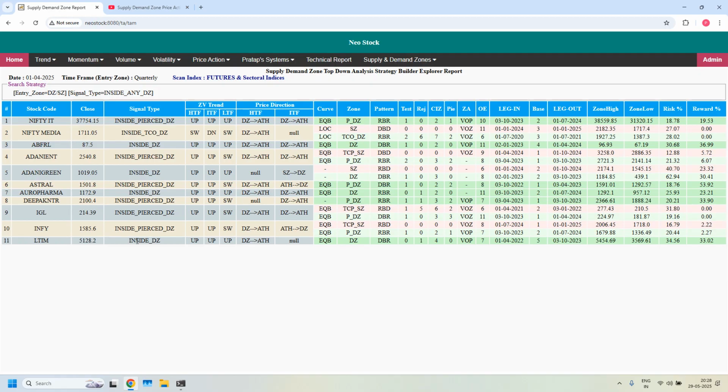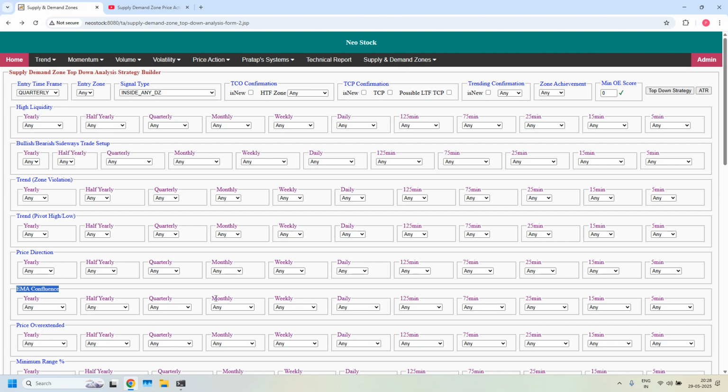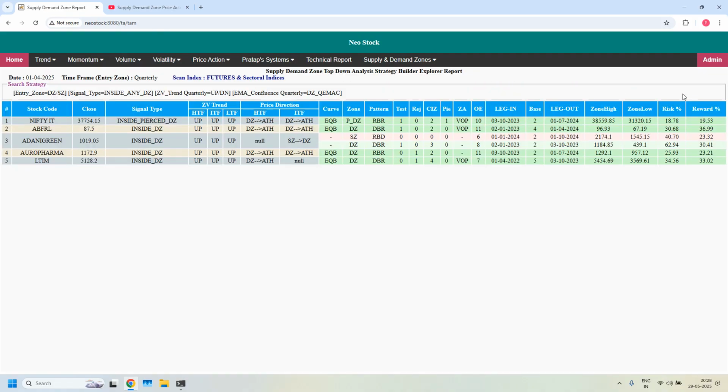And we can also further filter based on quarterly demand zone with quarterly EMA confluence. And the trend on the quarterly should not be sideways, it can be up or down. With these filters, we got 5 stocks. In all these 5 stocks, quarterly demand zones are having quarterly EMA confluence. And also the current price closed inside the quarterly supply zone.